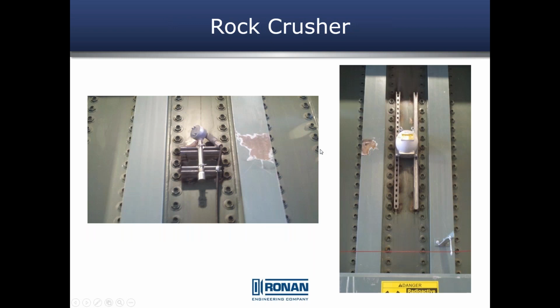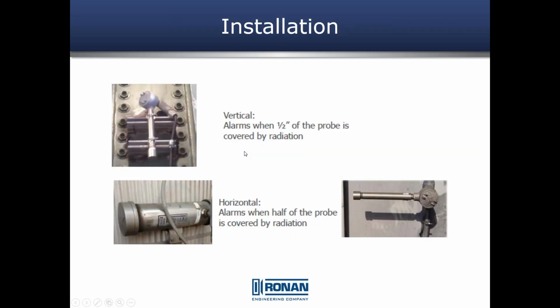Rock crushers, another good installation. And for point level, our two devices, we're mounting them vertically. Half the probe would have to be covered. Horizontally, half the probe would be covered, but you can see the difference. This thing is about 7 inches long. So to cover half is 3.5, where to cover half of a 4-inch pipe would be 2.5.